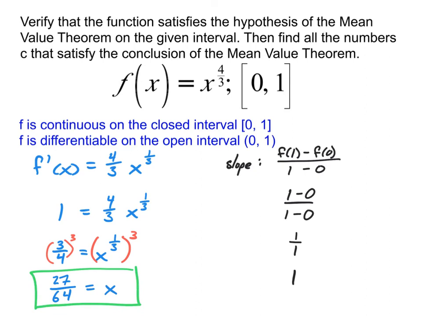So at that exact point, I know that I will be hitting the slope that goes between 0 and 1. I will be hitting that exact same slope at that point.